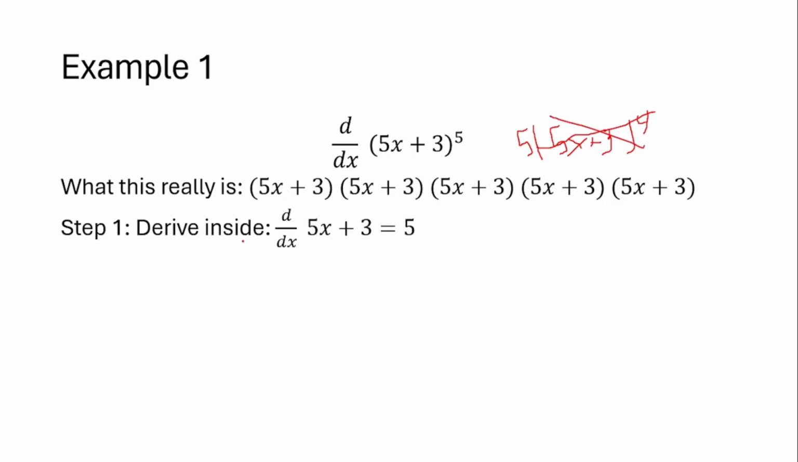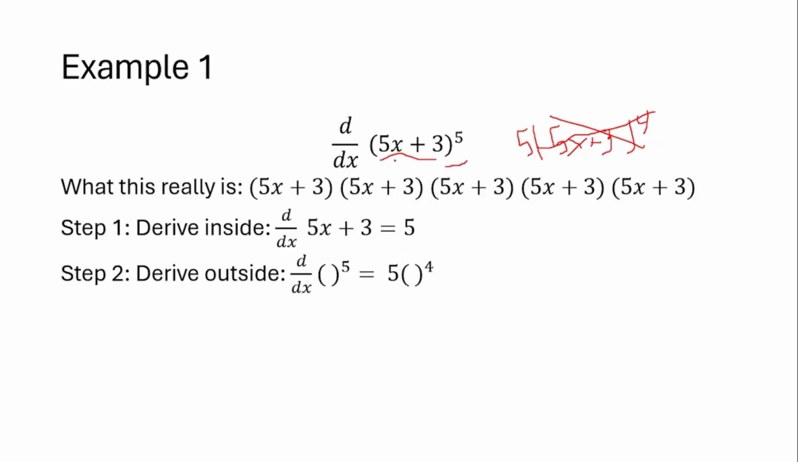For the first step in my 3-step process, we will always derive the inside, and this just helps you simplify and makes it so you can remember this in 3 steps. The derivative of 5x plus 3, using the power rule, you just end up with a 5. Then the second step, we'll be doing the outside, so this parentheses portion. The derivative of the parentheses raised to the 5, using the power rule again, is 5 times whatever's inside the parentheses raised to the fourth.